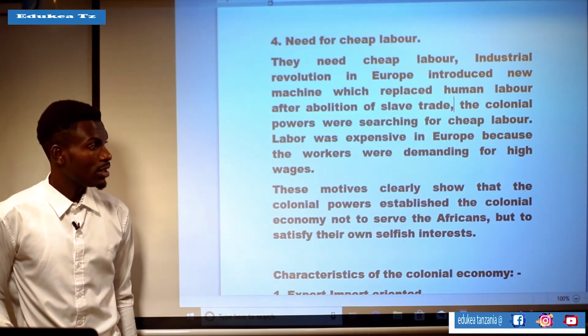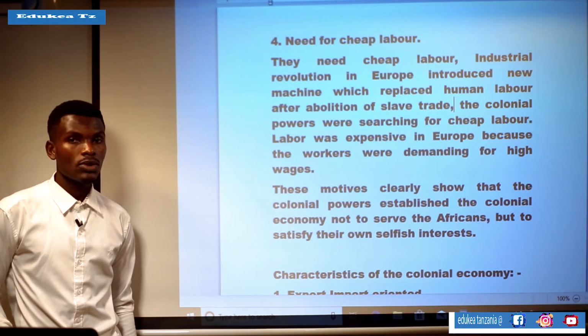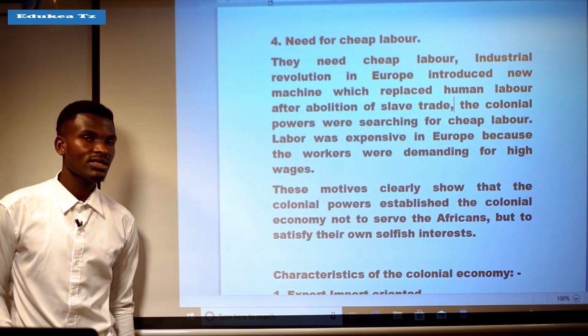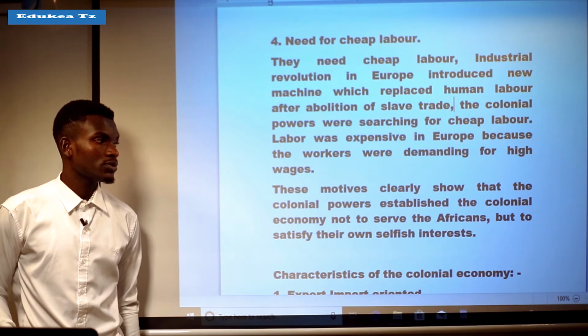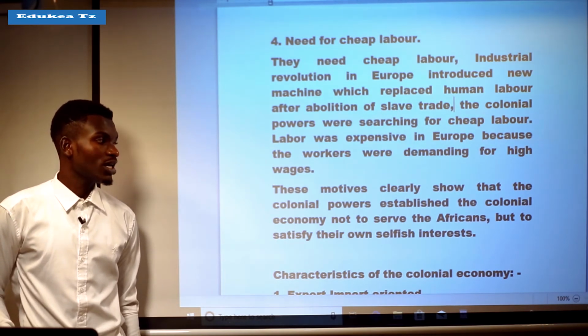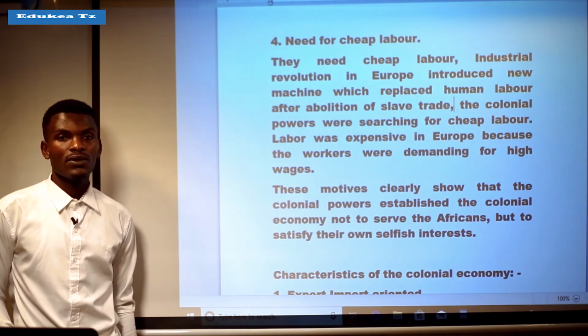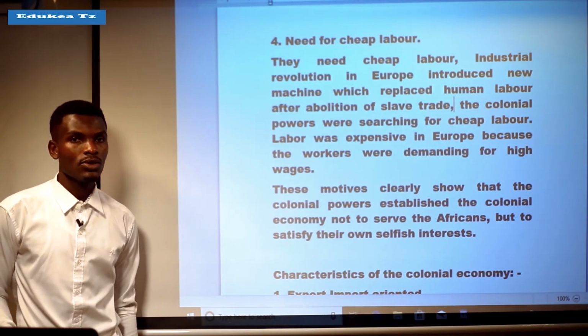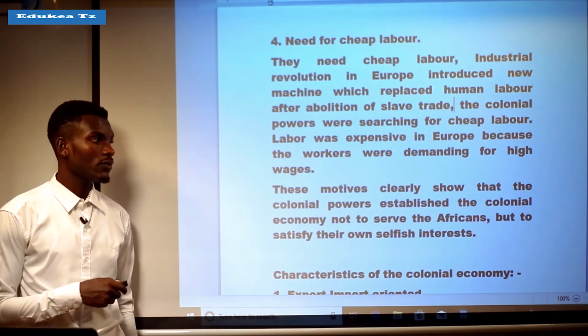So up to there, you can see that all these motives, reasons, or objectives which triggered the establishment of the colonial economy, the colonialists were intended to serve their own interests and not the benefit of Africans.